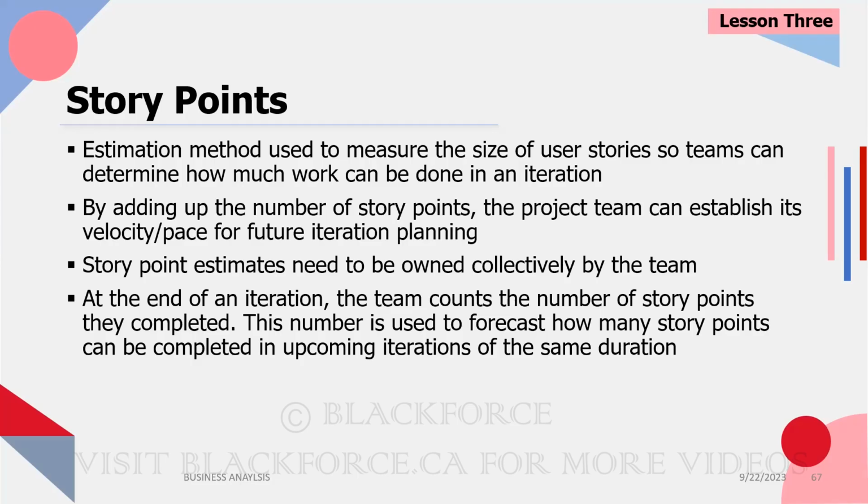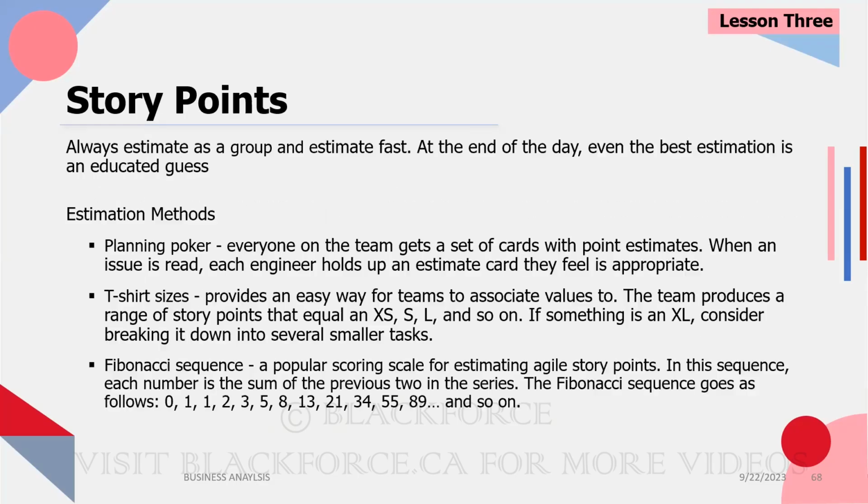Anyway, that's that. At the end of the iteration, the team counts the number of story points they completed, and then they use this to plan for the future. If we think we could do 10 and we did 5, well, next sprint, we're not going to select 10, right? Chances are we select something closer to 5.